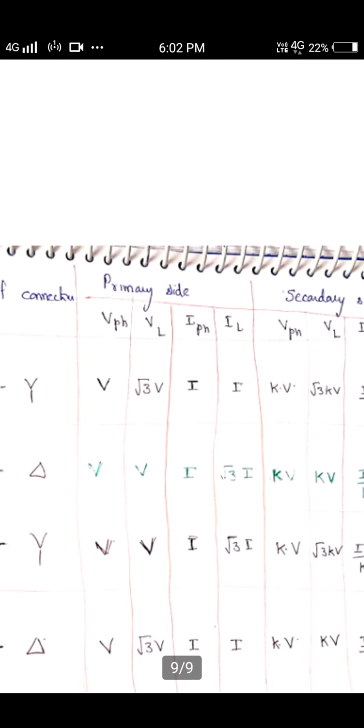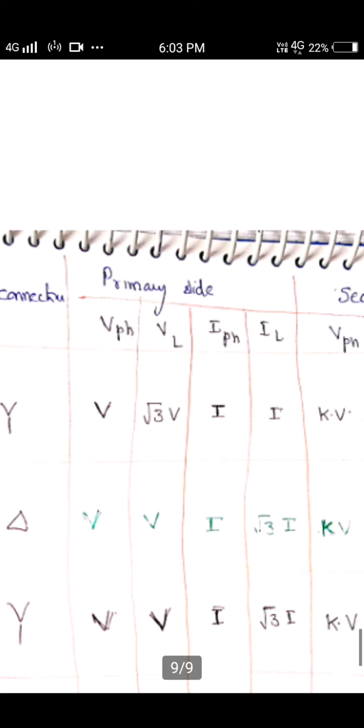Now come to star connection. Primary side is star. I'm assuming here phase voltage as V. Then what is line voltage? In star connection, line voltage is equal to root 3 times the phase voltage. That's why I wrote here line voltage equal to root 3 times phase voltage. Now come to current. I assumed the current in each phase as I. Then what is line current?